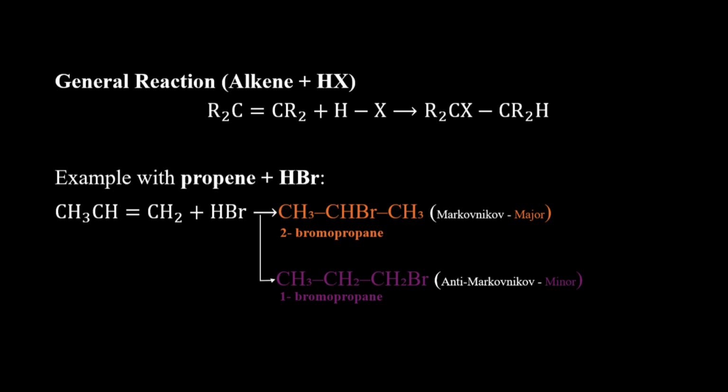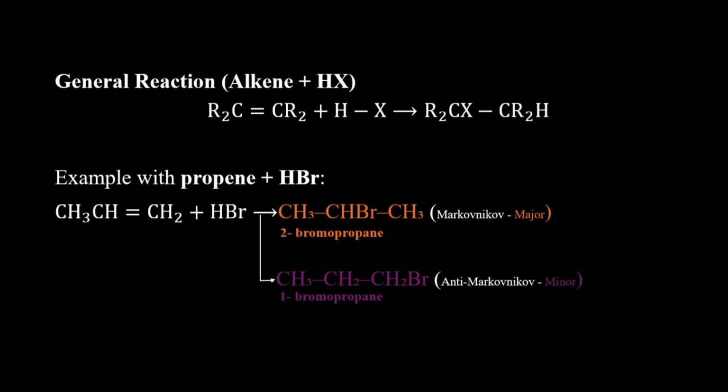Here's the general reaction. An alkene plus HX gives us a haloalkane. Let's look at propene with HBr. Following Markovnikov's rule, the hydrogen goes to the end carbon, which has two hydrogens already, and the bromine goes to the middle carbon. That gives us 2-bromopropane as the major product.